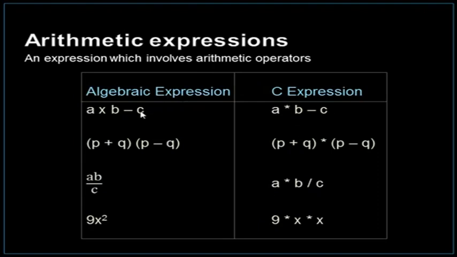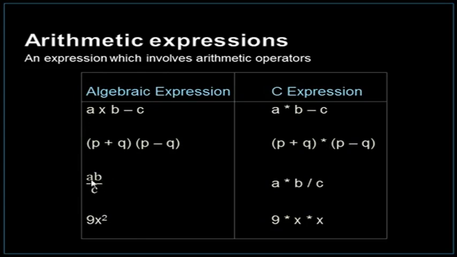Let us take a few examples here. So we have algebraic expressions and their C expression equivalents. So A into B minus C, so the into sign is represented by asterisk in C. If we have P plus Q multiplied by P minus Q, in maths you assume that here it is multiplication, even if you don't write it, but you have to tell explicitly in the C language if there's multiplication or not. If you drop this sign, it will show an error.